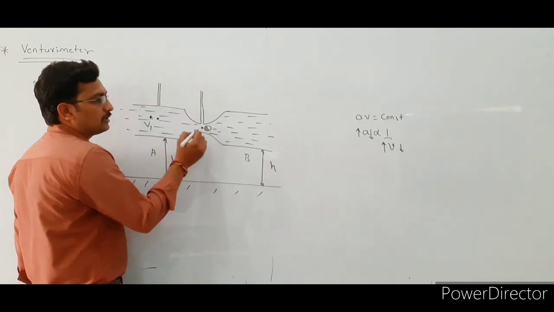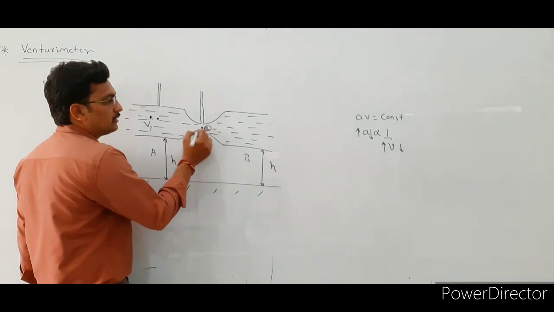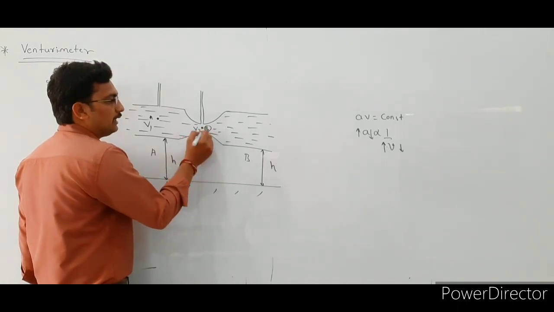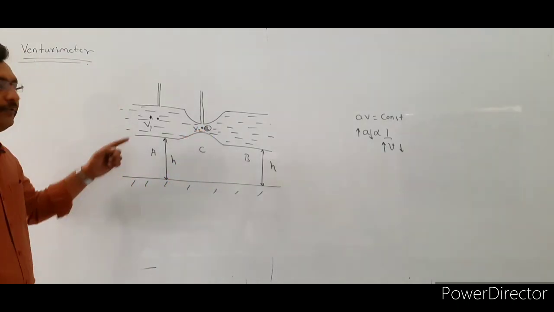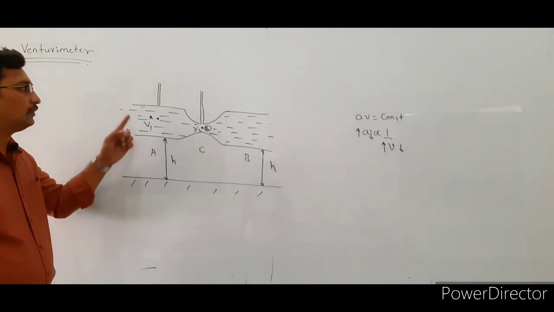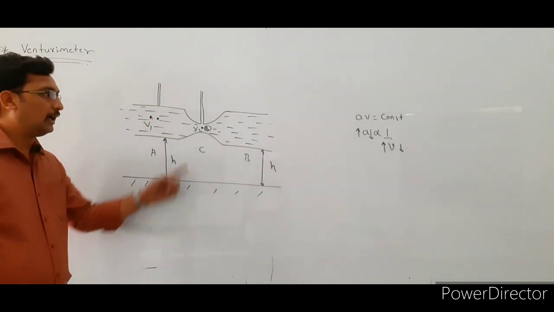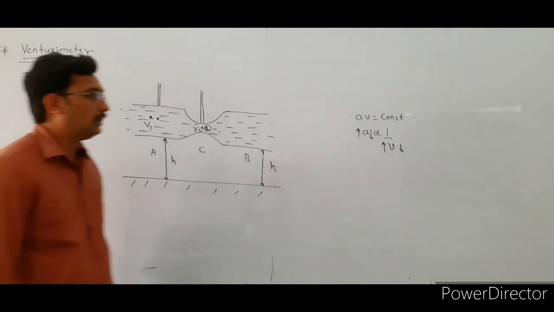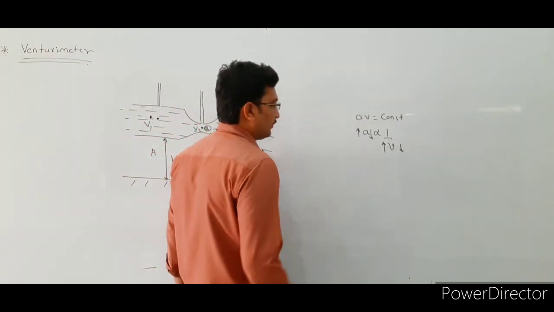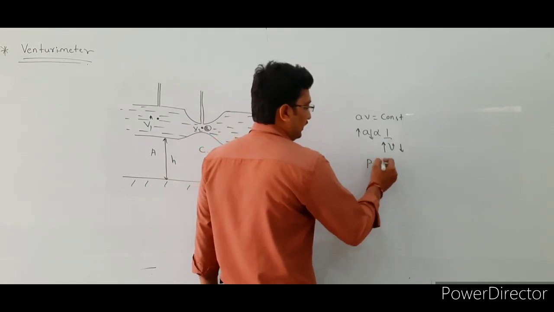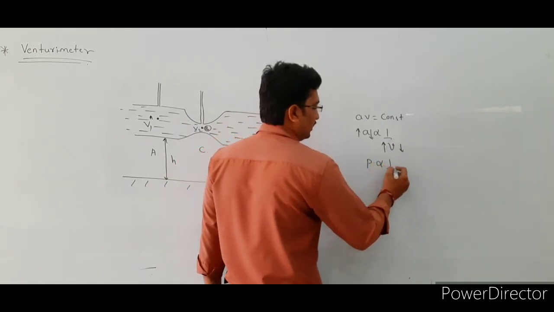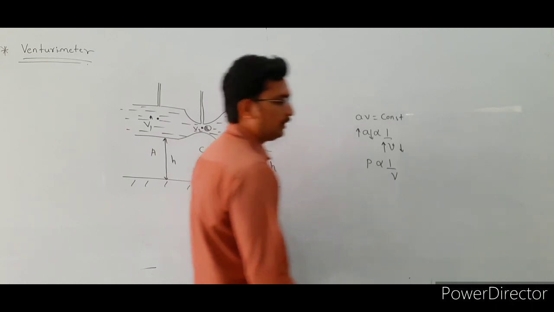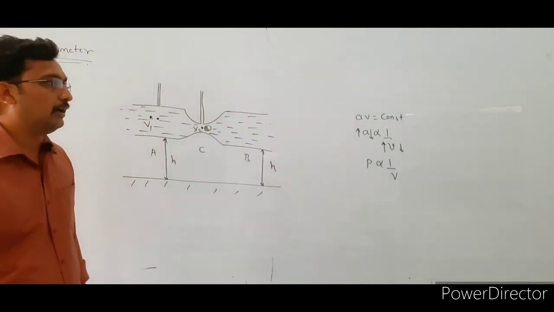So then its velocity changes at this point. The velocity of the fluid at this point is V2. Here V1 indicates the speed of the liquid at point A and V2 indicates the speed of the liquid at point B. So according to Bernoulli's theorem, the pressure is inversely proportional to the speed of a fluid, right?